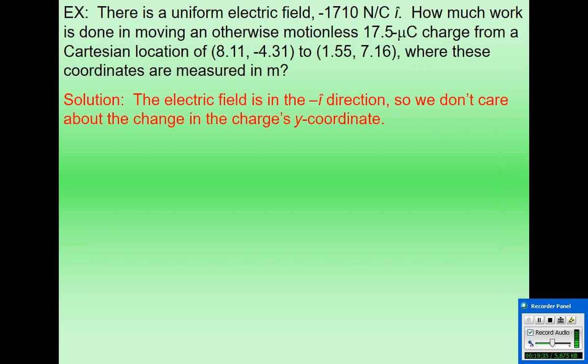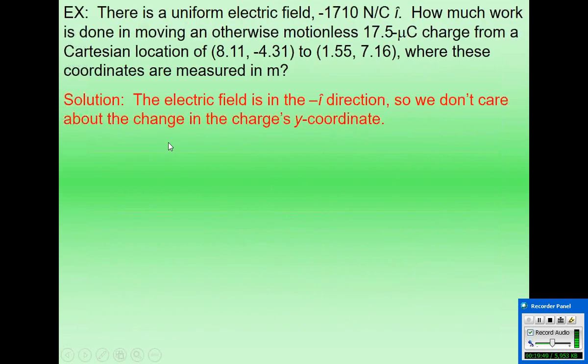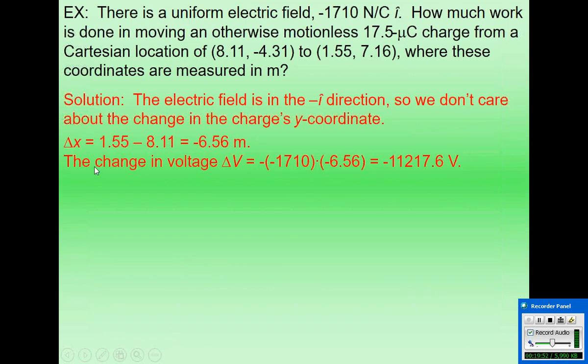Let's make sure we understand this. We have a uniform electric field, so if we go back to the previous slide, we're going to want to use the formula delta V equals minus E delta X. Well, we have E, that's given, and we have enough information to determine delta X. Delta X is final minus initial. The final value of X is 1.55. The initial value is 8.11. Now, I only worry about the difference in X. I do not worry about the difference in Y, because the electric field is only parallel to the x-axis. If the electric field had any component along Y, then yes, I would have to worry about it, but that's not the case here.